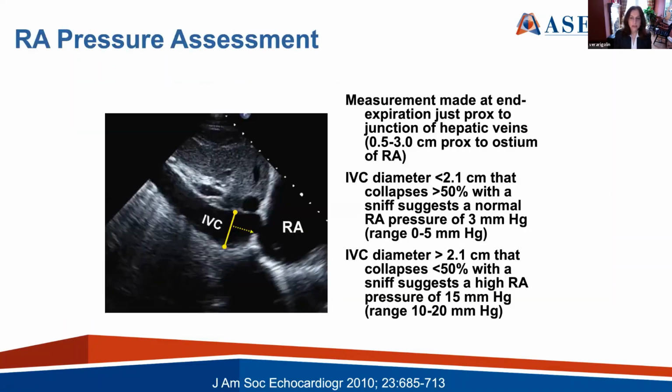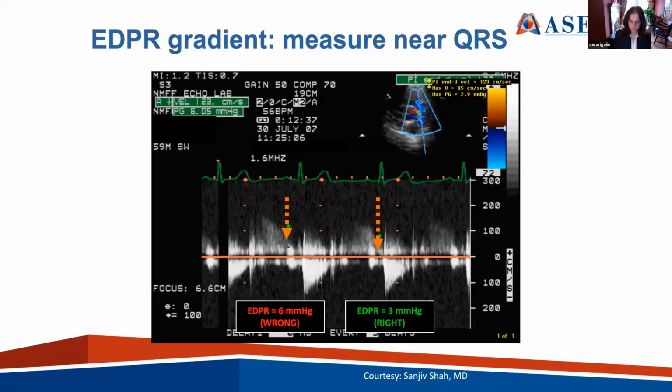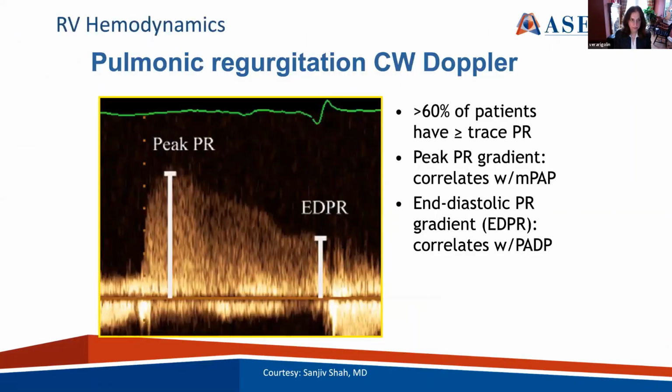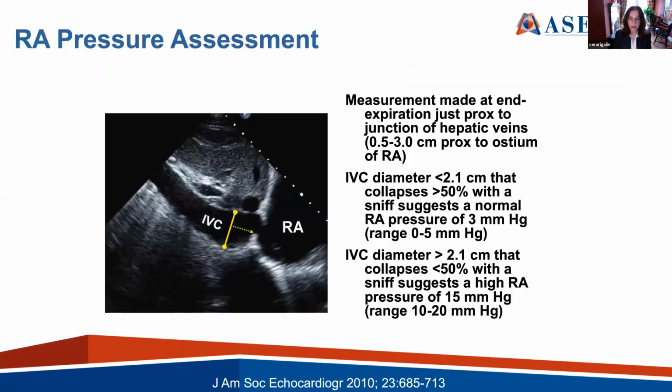We make the measurement at end expiration just proximal to the junction of the hepatic veins, about 0.3 to 3 centimeters proximal to the ostium of the right atrium. So this is the correct place to do your measurement here. A normal IVC diameter is less than 2.1 centimeters, and a normal pressure is when that collapse is greater than 50% with a sniff. So the key numbers to remember here are 2.1 and 50%.